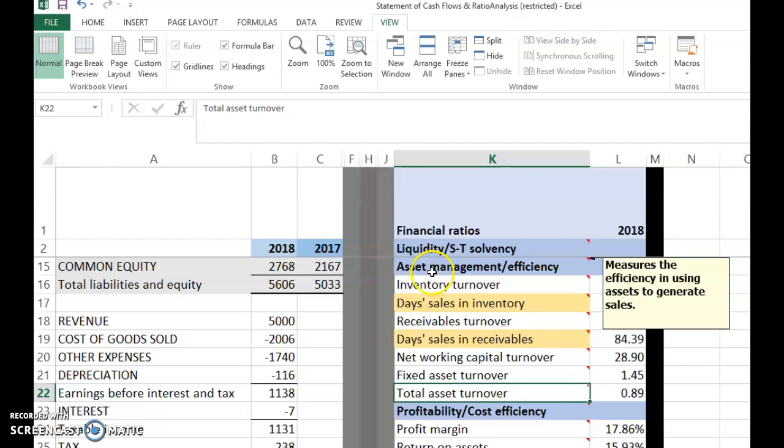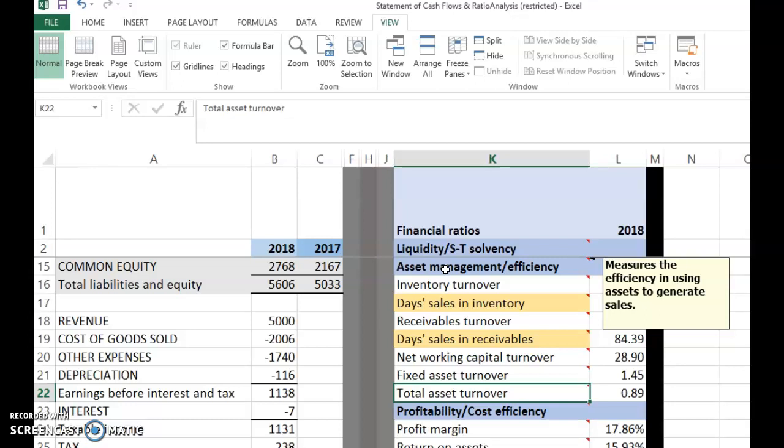And here in the asset management category, the ratios measure the efficiency in using the assets to generate sales. So it measures the efficiency of the company in using its assets to generate sales. So note the keywords here. The keyword here is efficiency. Efficiency in doing what? In using the assets. Using the assets to do what? To generate sales. So there are 3 keywords here.